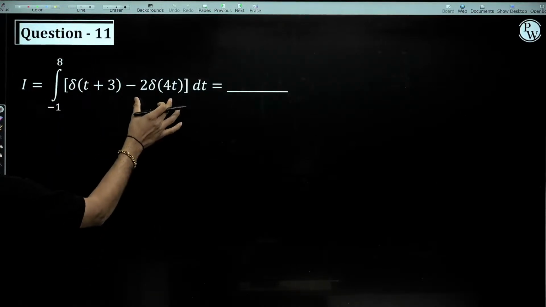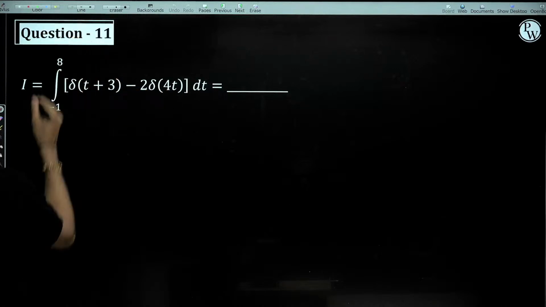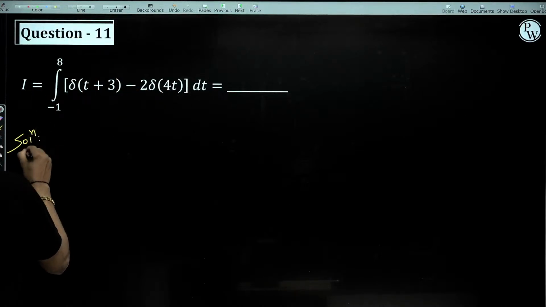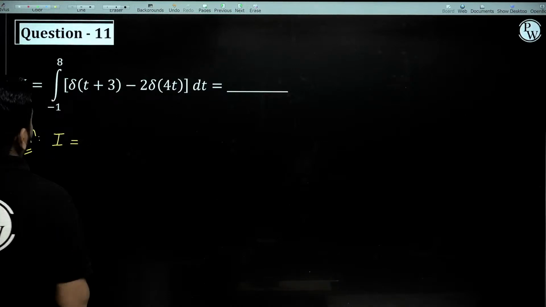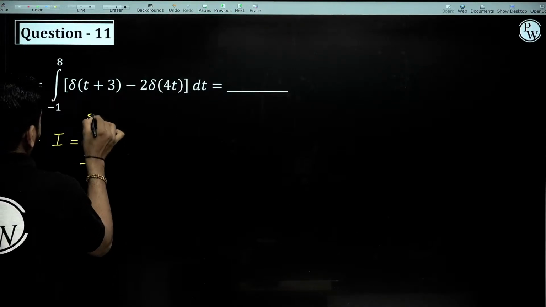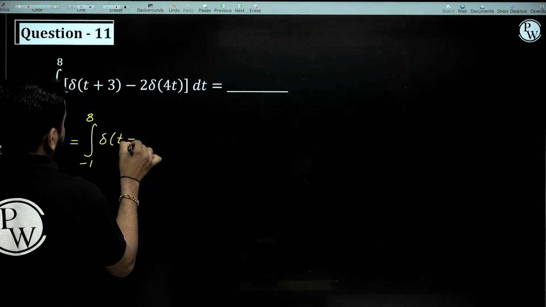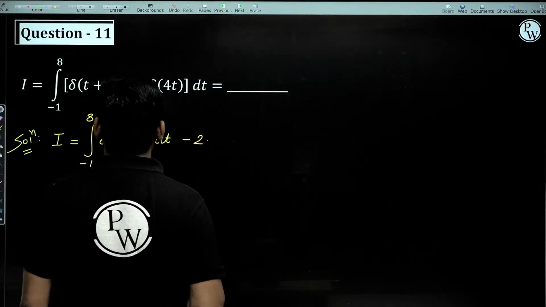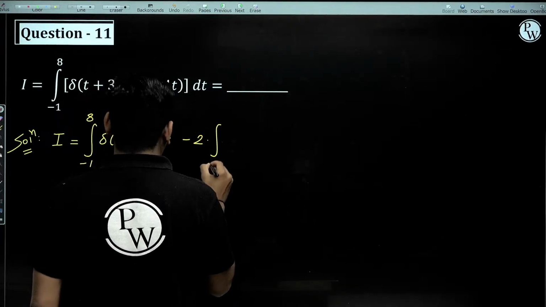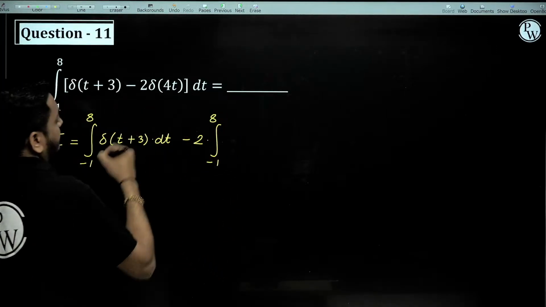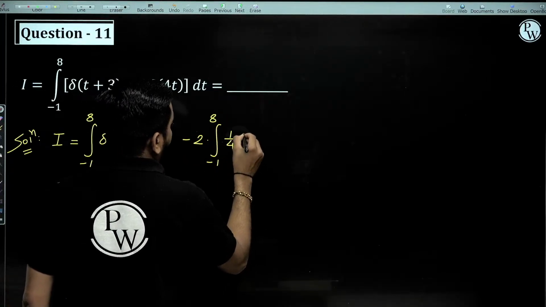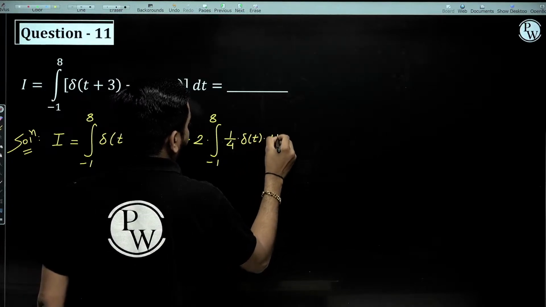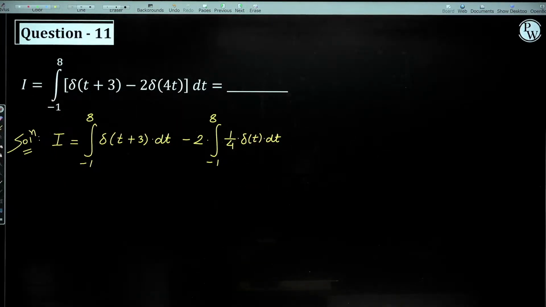So here first of all you have to use the scaling property, the time scaling property of the impulse function. Integral I is the integration from minus 1 to 8 of del t plus 3 into dt minus 2, and here the scaling property gives 1 by 4 del t dt, correct? Can you do it like this?